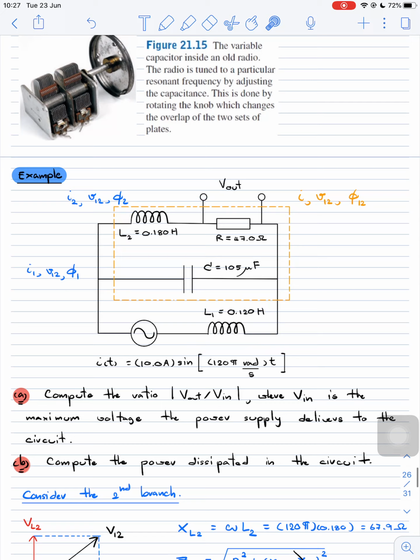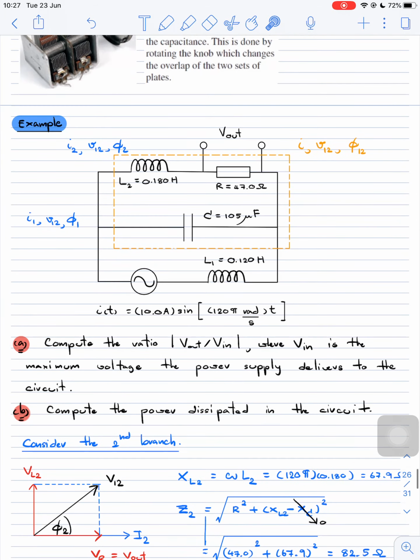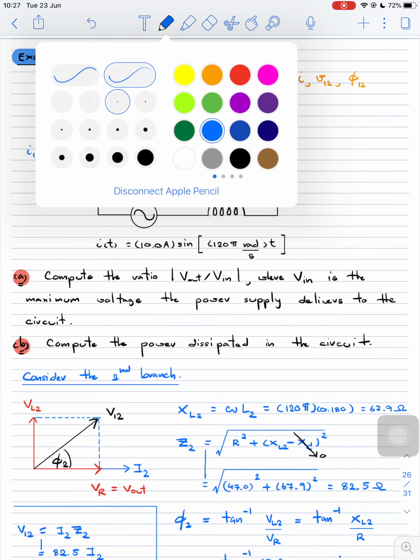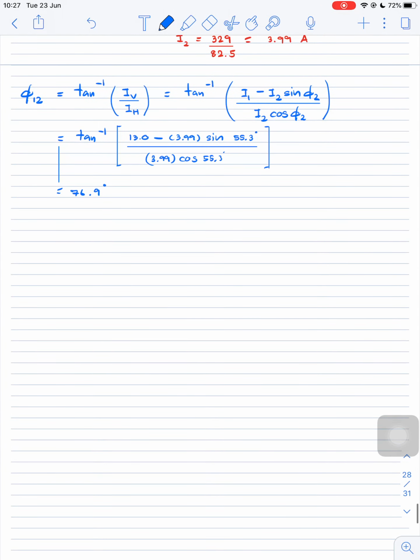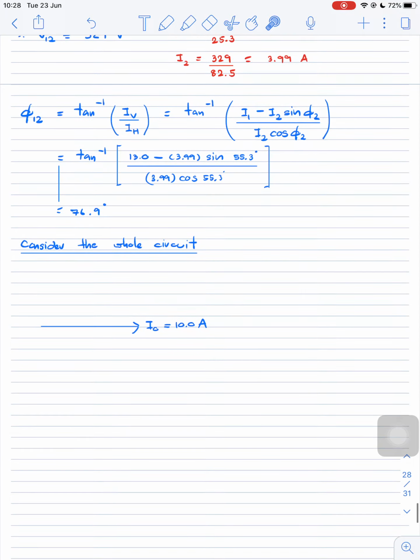Now you can see that this whole thing and the L1 are connected in series, so it means that the current must be the same. Then we have that, consider the whole circuit. The current must be the same, so if we make the current the horizontal axis here, it just equals I0, the 10.0 ampere. That's the current.